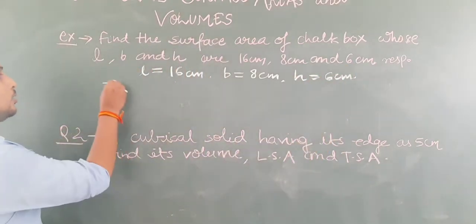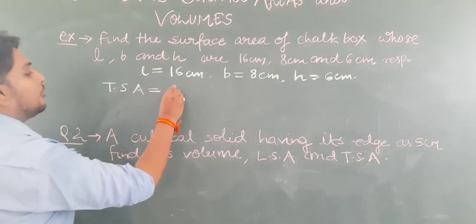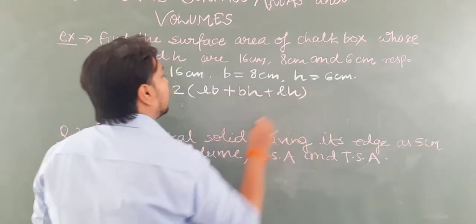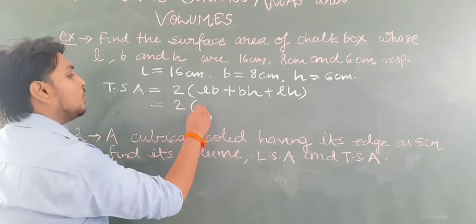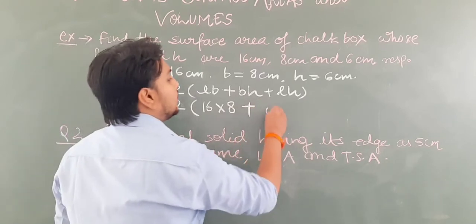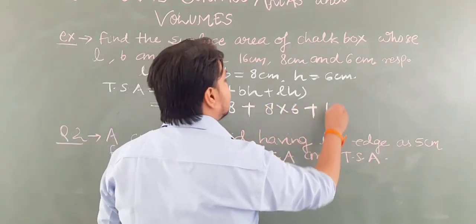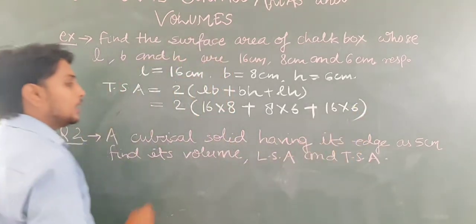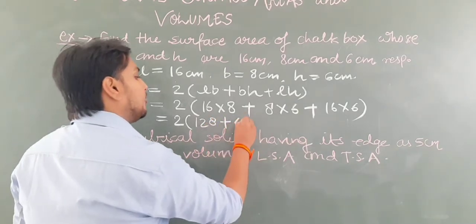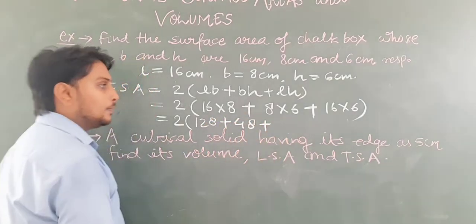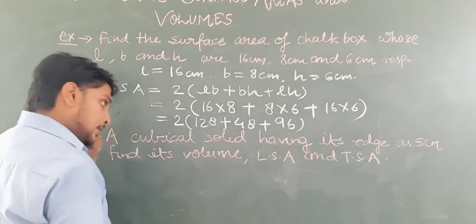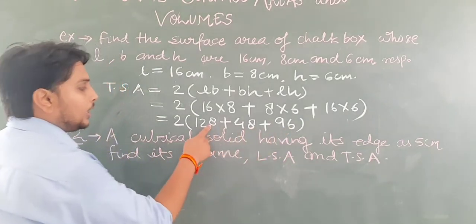So how will we find the surface area? It means total surface area. We know the formula, that is 2(LB plus BH plus LH). We'll apply this formula: 2, L is 16, B is 8, so 16 into 8, plus BH means 8 into 6, plus LH means 16 into 6. Then we'll simplify it: 2, 16 8s are 128, plus 8 6s are 48, and 16 6s are 96.